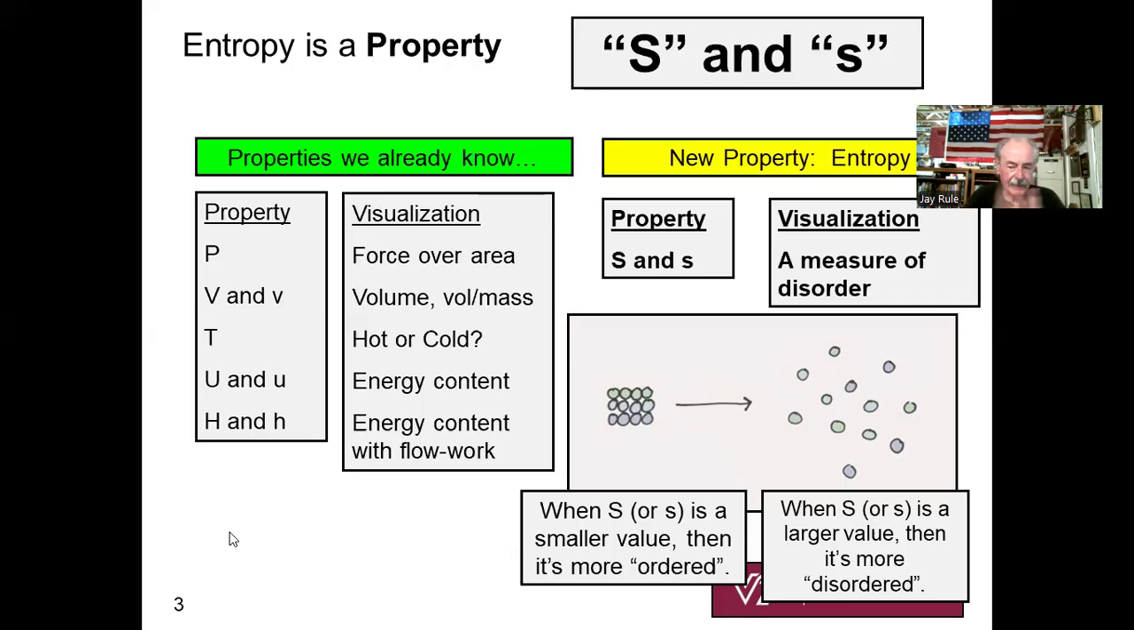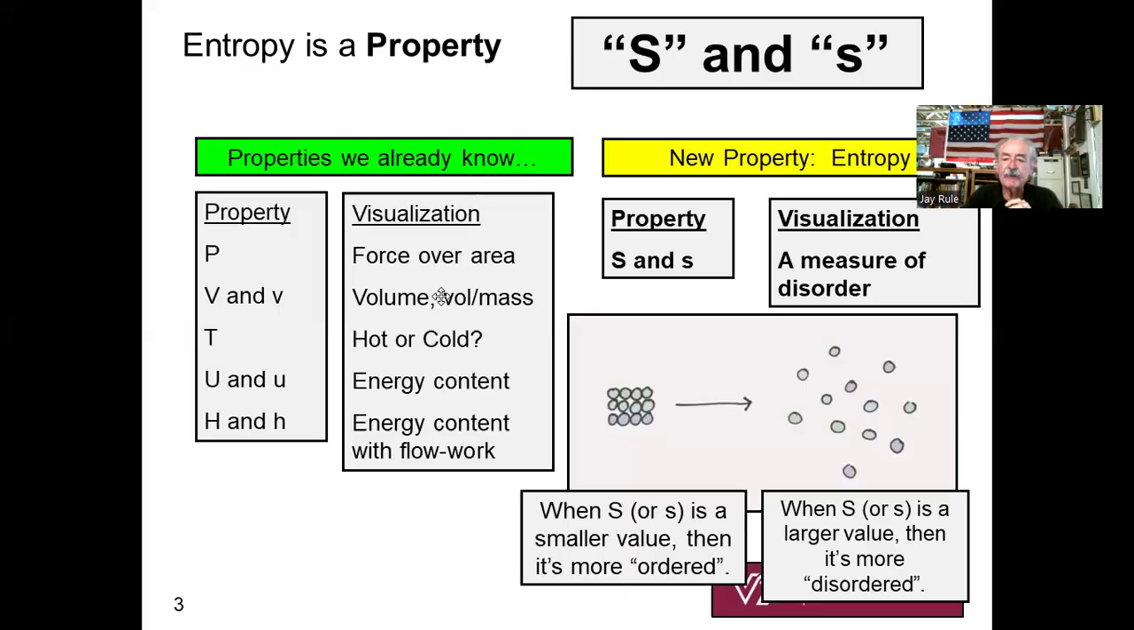Okay, so how can I get you more comfortable with thinking about this stuff? Properties you already know: pressure. Here's a visualization, force over area. Volume and specific volume, the size of something. You've got a feel for it. Temperature, you've got a feel for the property temperature. It's hot or cold. Internal energy, you have a pretty good idea of that. It's an energy content term. And then enthalpy, it's also an energy content term, but we remember that it had something to do with flow work, and that's all you need to remember. But you've got a feel for those properties already.